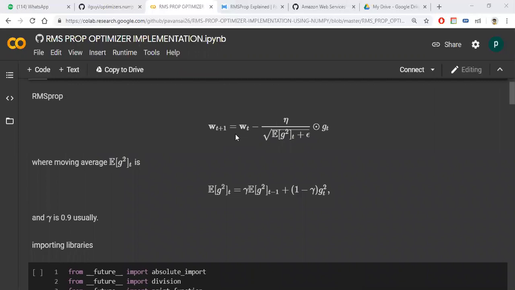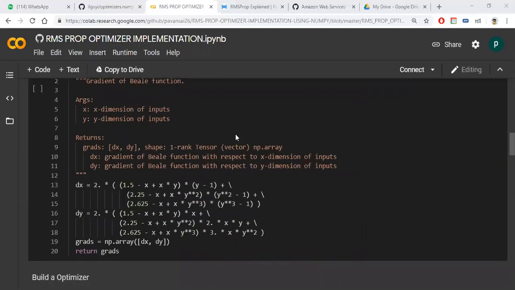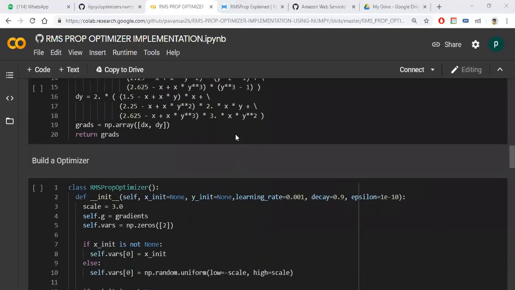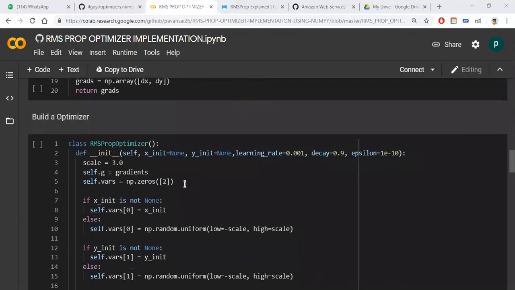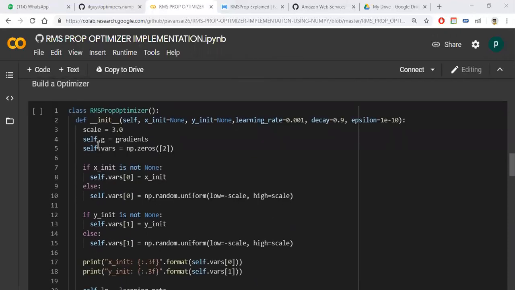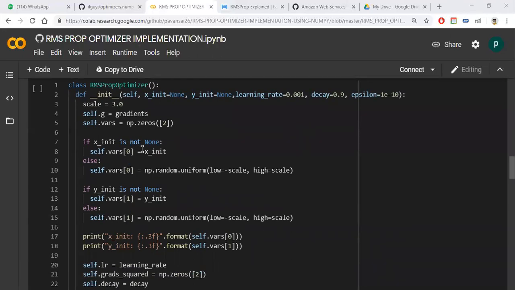So I am taking W as self dot vars. I am taking np dot zeros of 2. So I take two values, and the two values are also zeros. So I am initializing weights with zeros. So I am taking x and y. So we need to initialize. If x init is not none, we need to take the zero of the variable, so that I am assigning to that x init.